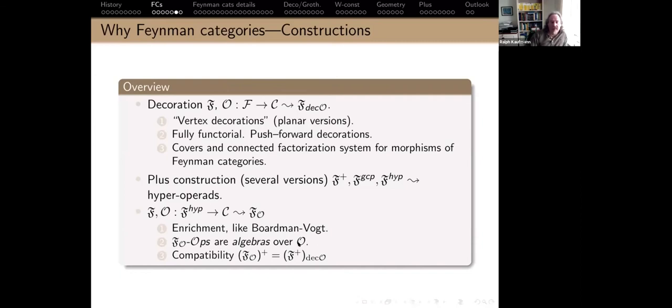This is very much like the things you've heard in operadic categories. And the compatibility is kind of nice. So if you do the plus construction first, and then decorate, it's the same thing as taking this functor O, which is now from F plus, and then enriching, and then taking the plus construction.